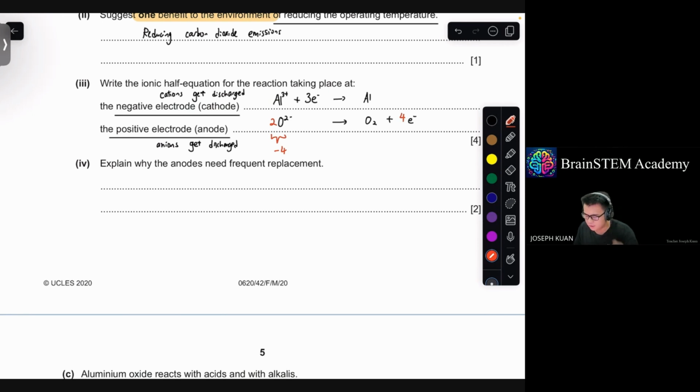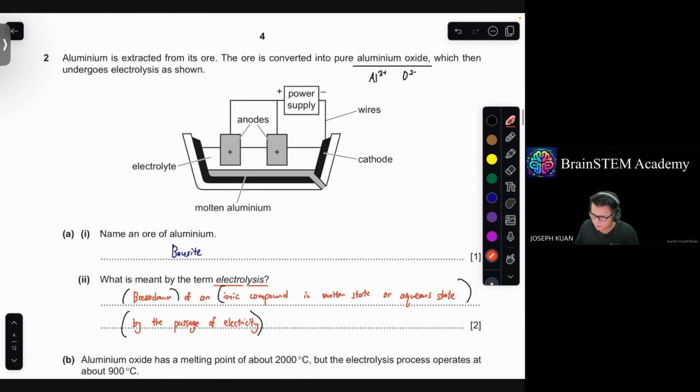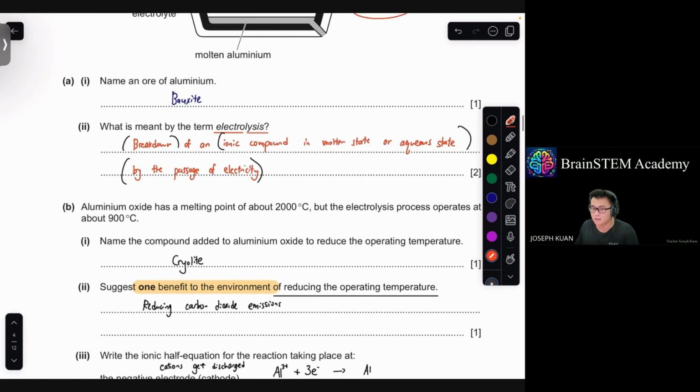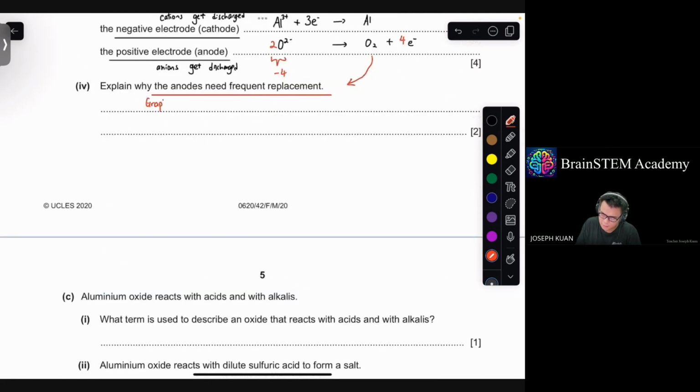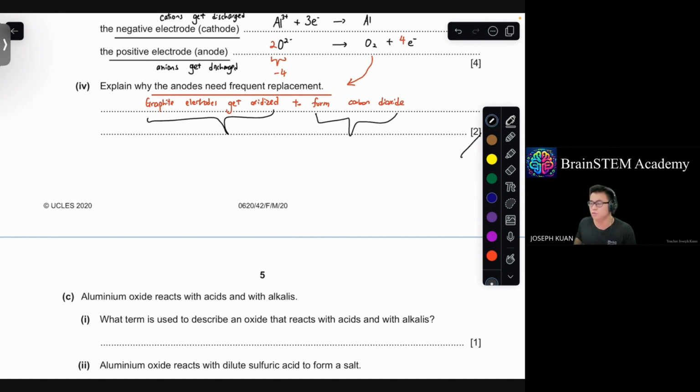4, explain why the anodes need frequent replacement. As you can see, the anode forms a lot of oxygen gas. And in this setup, these electrodes are actually graphite. So the graphite electrodes may get oxidized to form carbon dioxide. The first mark is the part where graphite electrodes get oxidized, or you can say react with oxygen. The second part is the product, which is to form carbon dioxide. That gives you 2 marks.